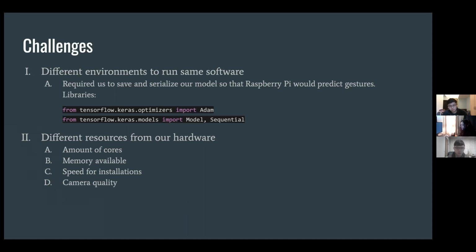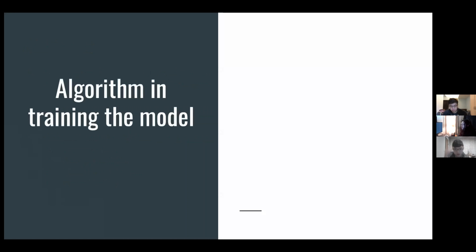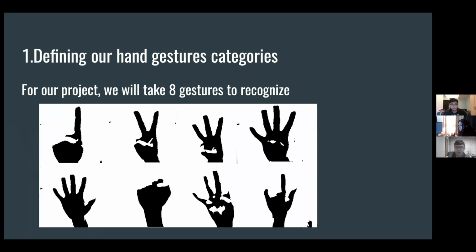Next, Robert will discuss the algorithm and training the model. Okay, so now I'm going to talk about the algorithm and training the model.